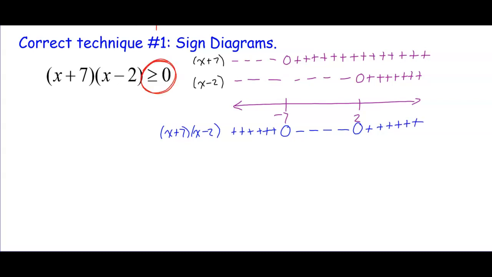Based on this diagram, we should be able to tell where the result comes out bigger than or equal to 0. It comes out bigger than or equal to 0 here, and it also comes out to be bigger than or equal to 0 over here.